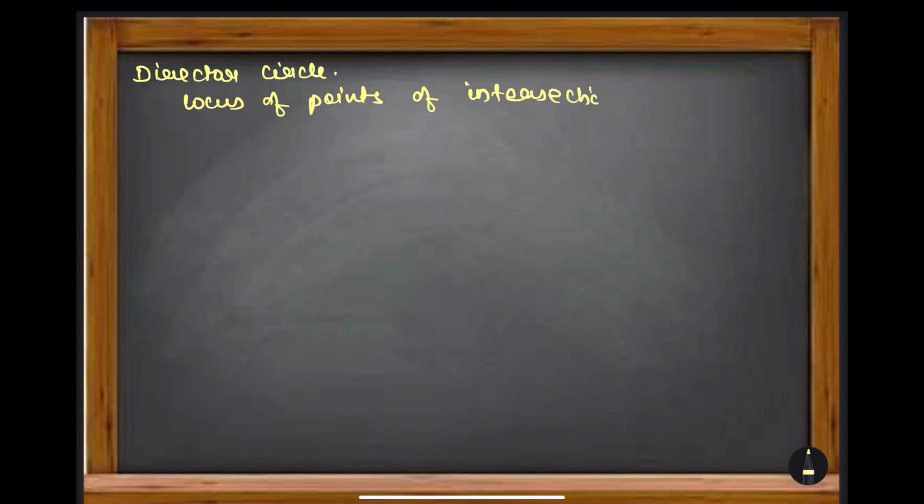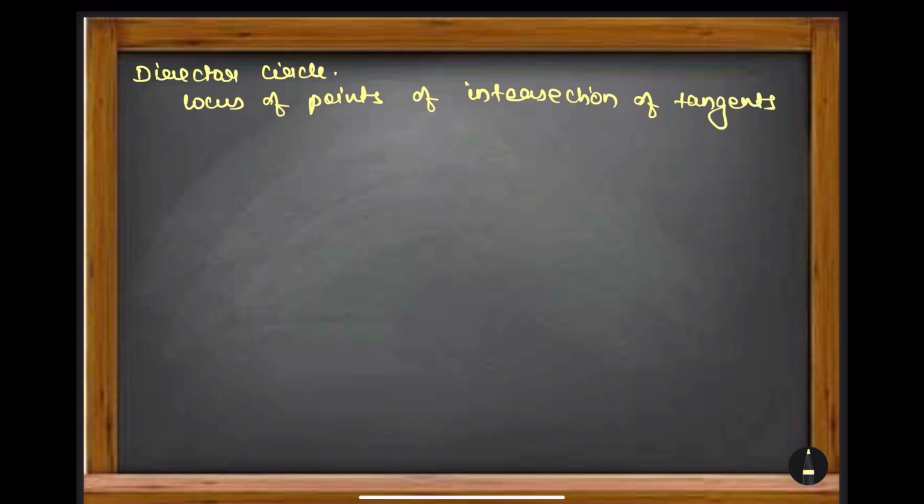Okay, so in this session, we have to understand this topic, director circle. If you remember, who is director circle? Director circle is the locus of points, meaning the collection of points of intersection of tangents.